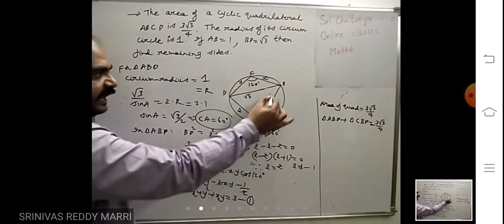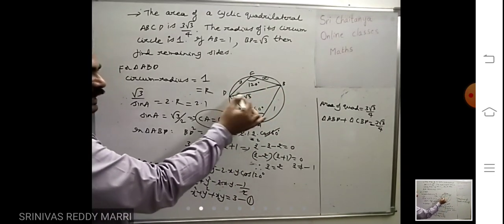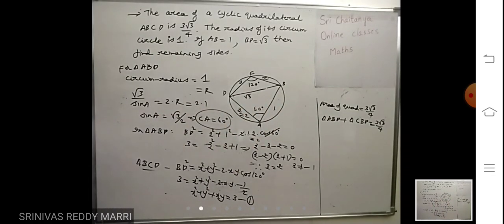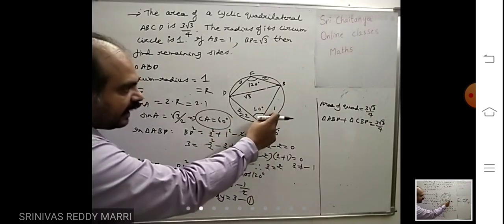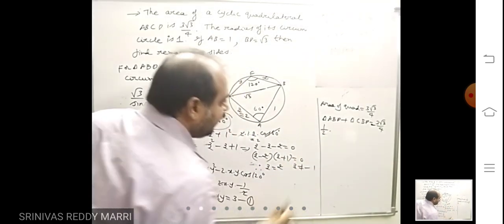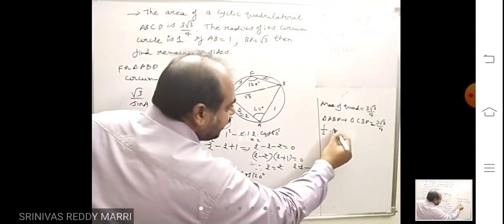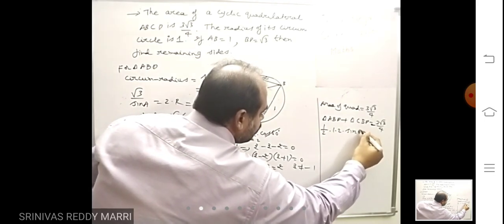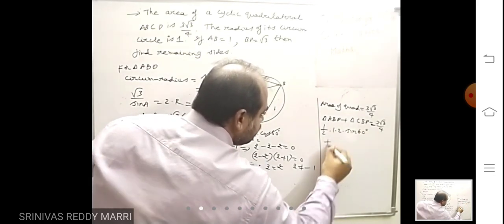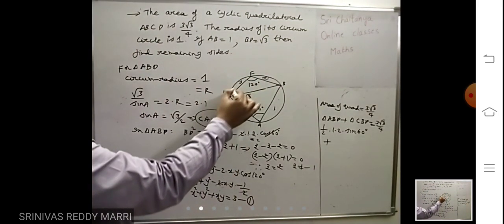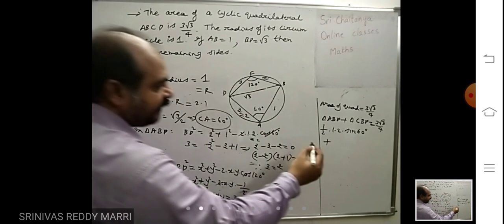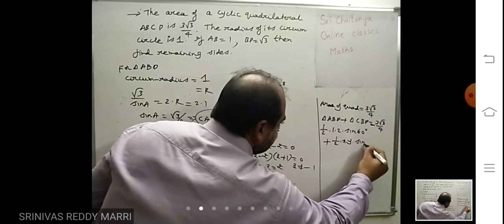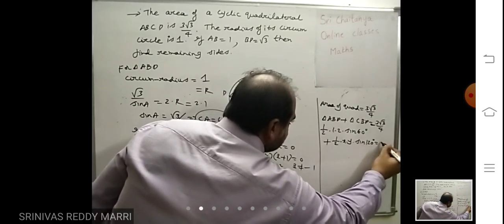Now look at this triangle ABD. This is 1 and this is 2. This is 2 we have calculated already. Half into what is this area? Half into 1 into 2 into sine 60 degree, plus what is the triangle CBD? This is x, this is y. So therefore, half into x into y into sine 120 degree.